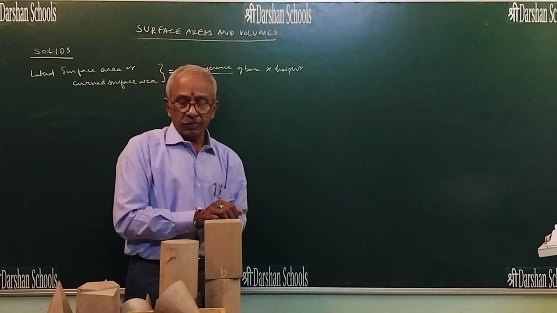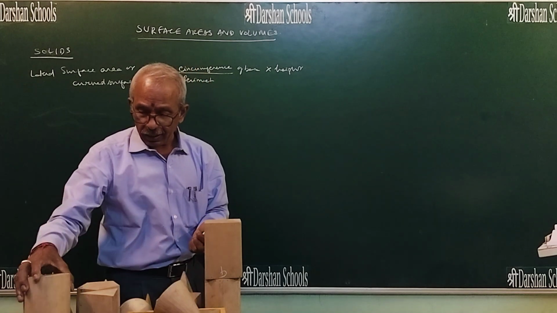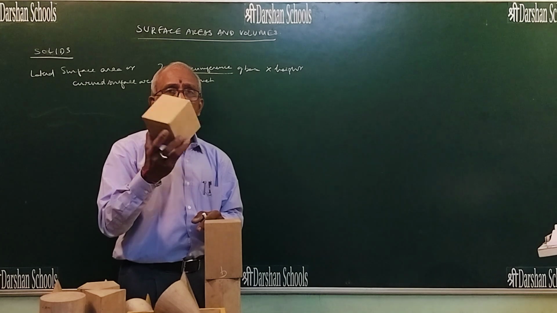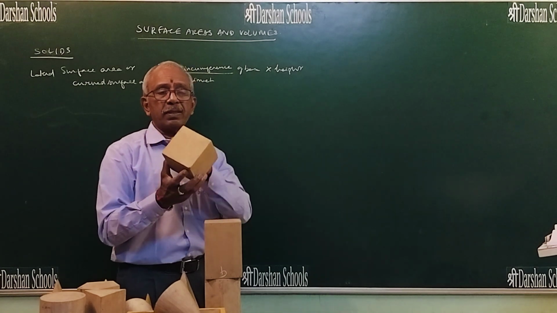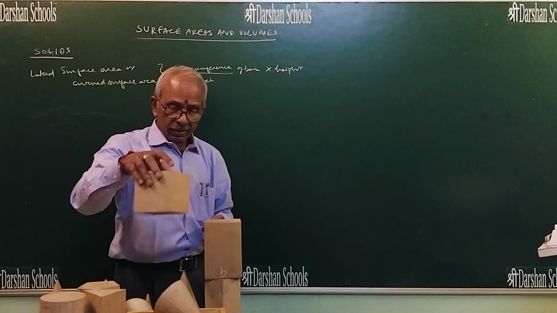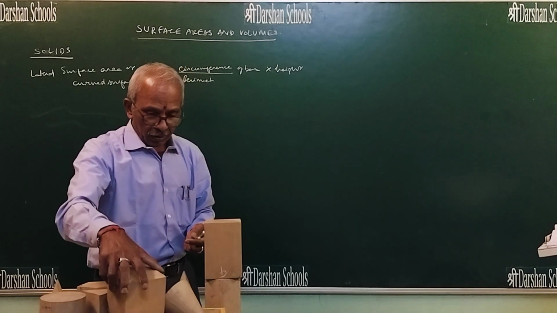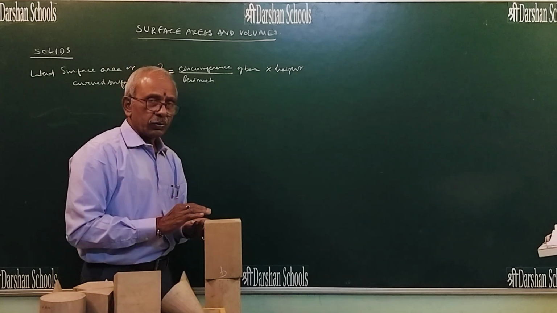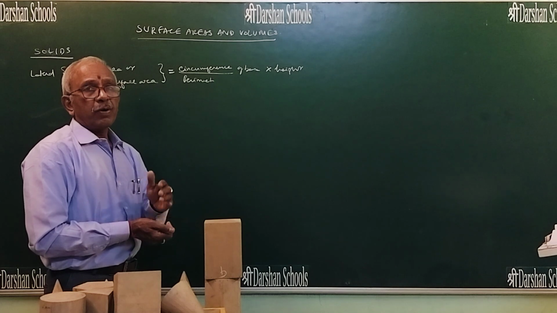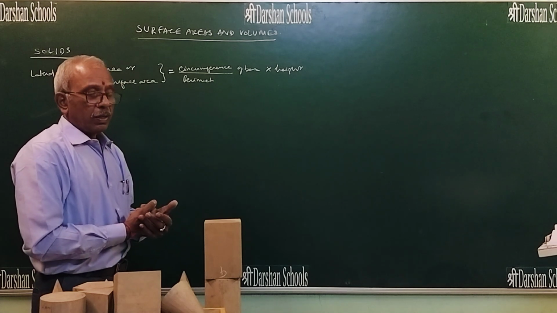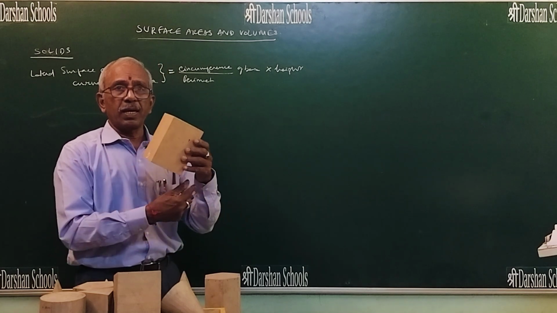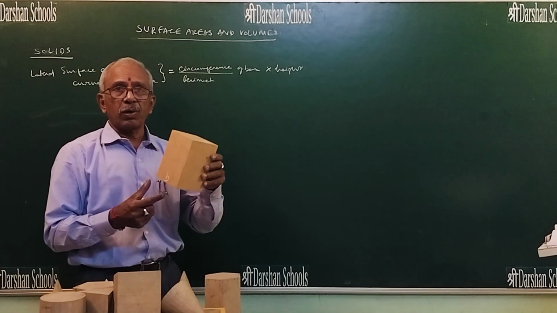For any prism, you can have another solid, and this is a cube. Its sides are equal: length, breadth, and height are all equal. This is a cube. For these solids, there is a common formula from which you can deduce the formula for each solid. These have two measures: surface area and volume.